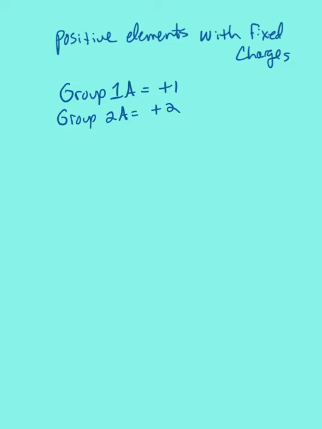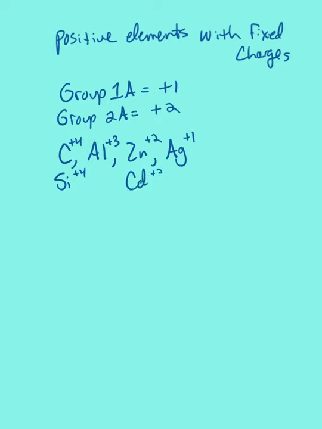And then we have, I like to call them the special 6. So we have carbon, which is +4, aluminum, which is +3, zinc, which is +2, and silver, which is +1, and then silicon is also +4, and cadmium is also +2.